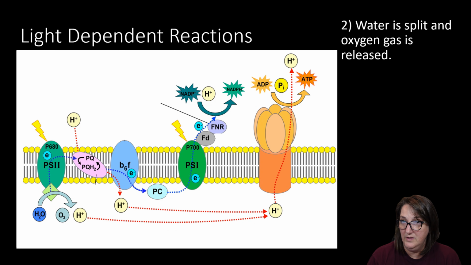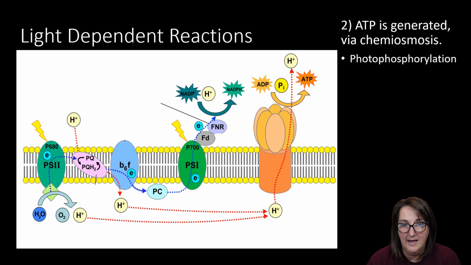Step 2, water is going to be split and oxygen gas is released. Here my electrons moved through and I made NADPH. But now when this water comes out, I rip off these electrons, and this water is going to split. I'm going to have oxygen gas, and hydrogen protons are going to start filling this space here. This oxygen gas is then going to leave, and then I'm going to have hydrogen protons build up in this membrane. What happens now is I need to make ATP.